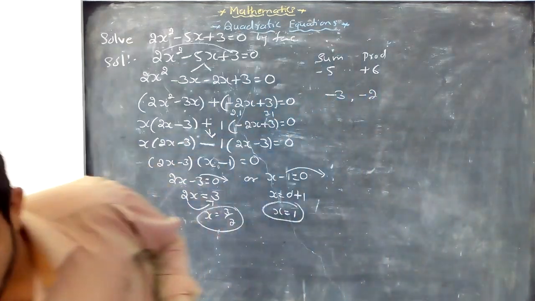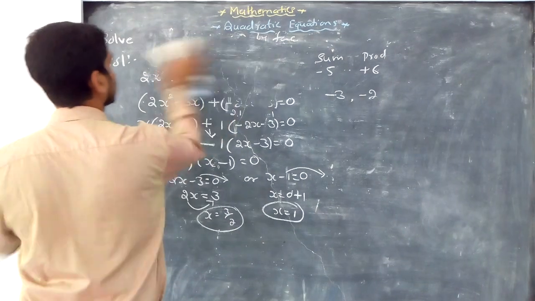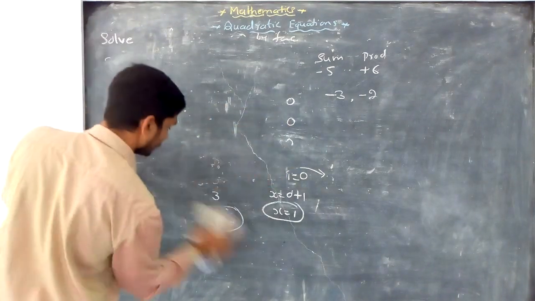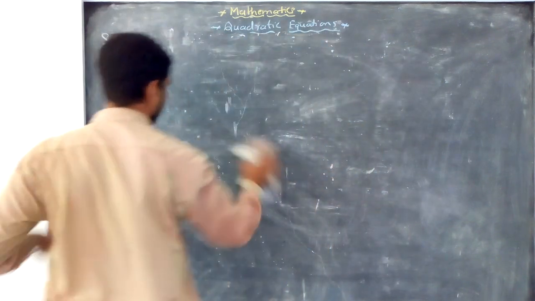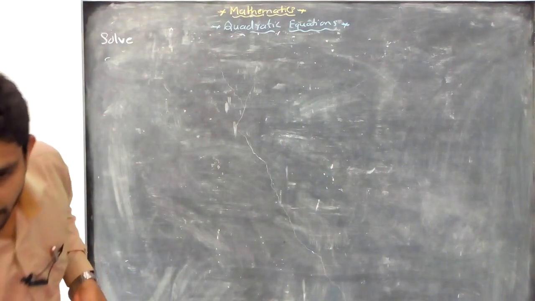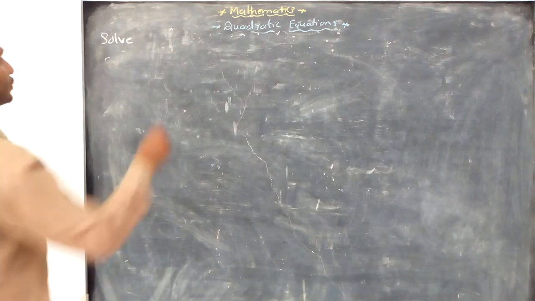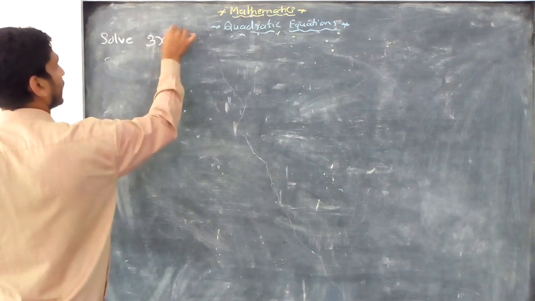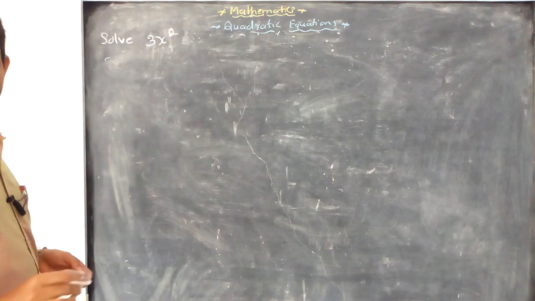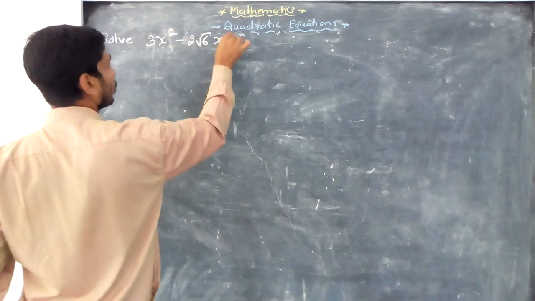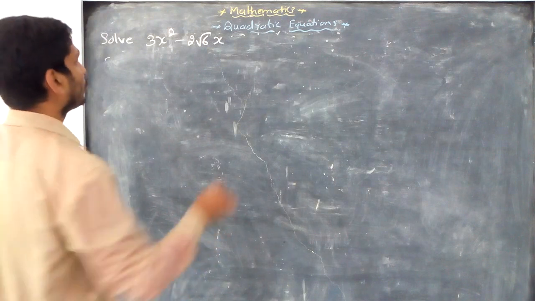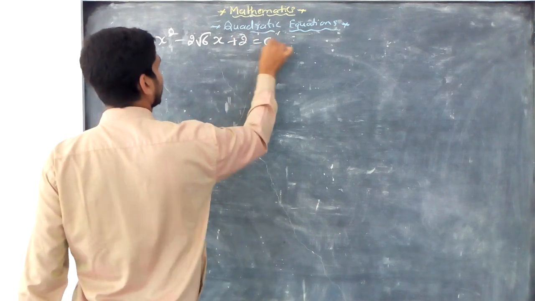Okay. Let us go for the next question. Yes, the next problem is like this. Solve 3x square minus 2 root 6x plus 2 equals 0. Yes, this is the question.